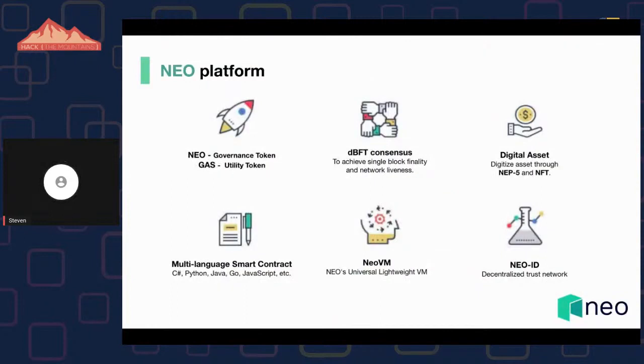And in addition to the dBFT consensus algorithm, we also have a number of new utilities and new features for the NEO platform other than other blockchains. For instance, we have our two token models. NEO is the governance token, GAS is the utility token. We have our digital asset standard called NEP5, and also we have our NFT standard. NEO supports multi-language smart contracts. I will talk more about this later when I talk about smart contract development. And we have our own designed NeoVM, and it's NEO's unique universal lightweight VM. And we also have NeoID, it's a decentralized trust network.